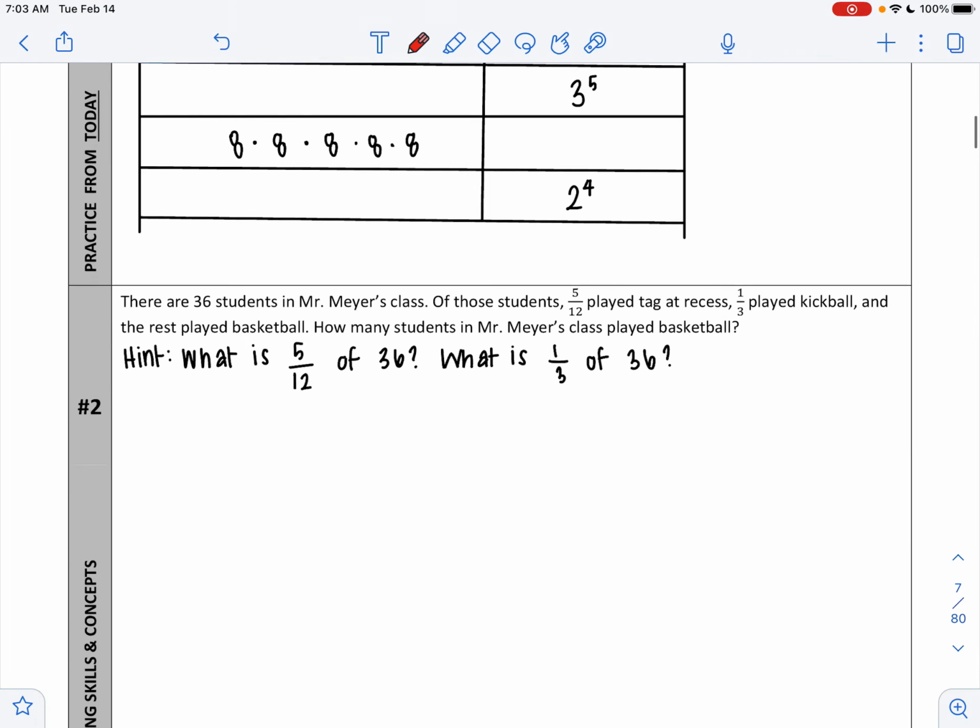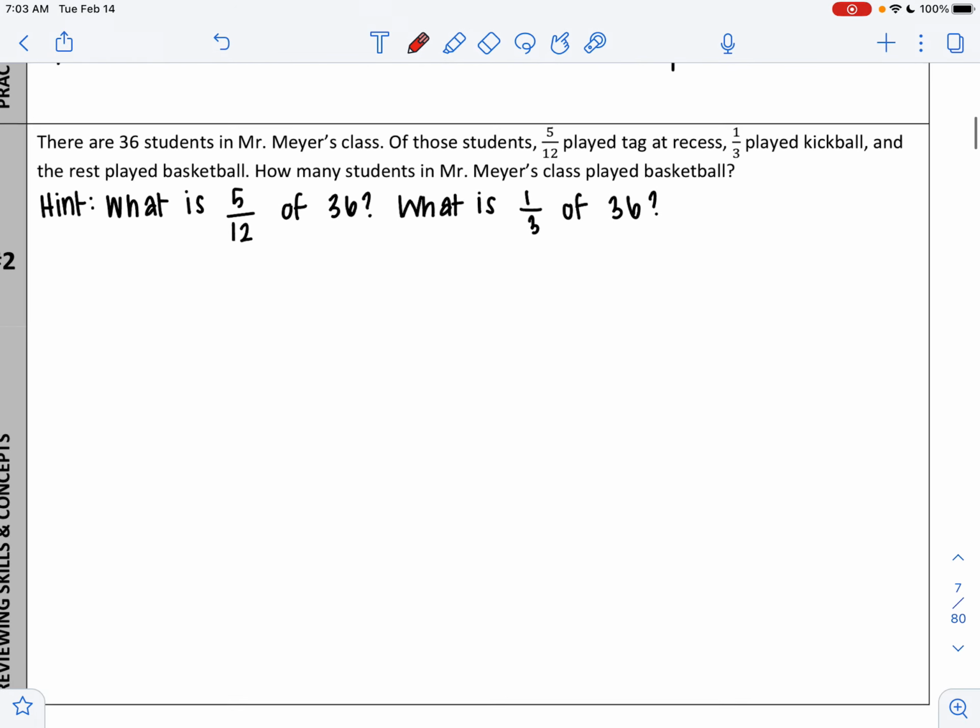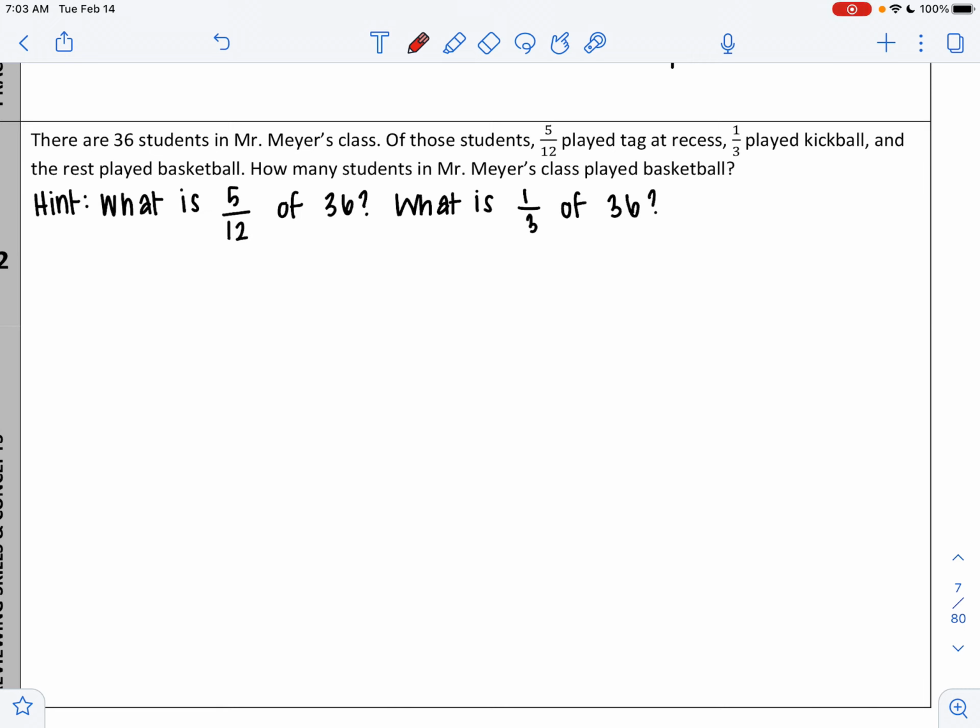Let's take a look at question 2. There are 36 students in Mr. Meyer's class. Of those students, 5/12 played tag at recess, and 1/3 played kickball, and the rest played basketball. How many students in Mr. Meyer's class played basketball? And I left you a hint here. What is 5/12 of 36, and what is 1/3 of 36?